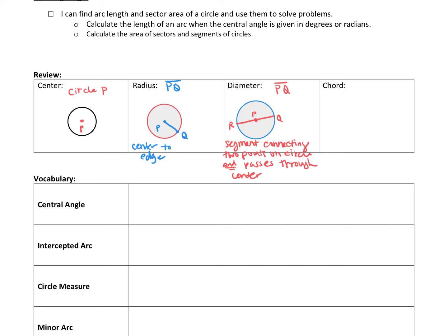All right, well, what's a chord? This actually might be new for you guys. So you have a circle. Let's say we know that our center is P. A chord could look like this. And let's say this is point T, this is point S. So the chord is segment TS. It's essentially just a segment connecting any 2 points on the circle.